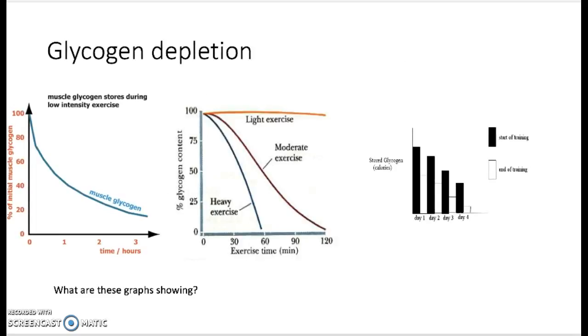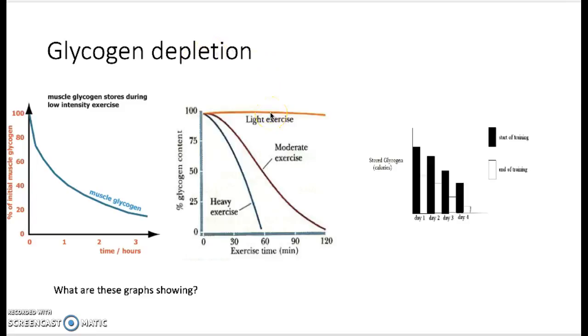Glycogen depletion. These graphs are showing, so the graph on the left is showing over time muscle glycogen depletes, and after 3 hours it depletes down to under 20%.